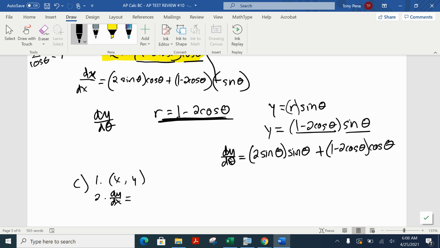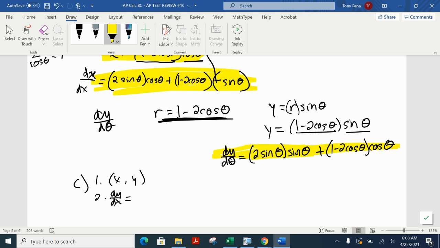For our slope, isn't it dy d theta divided by dx d theta? Don't we already have those, right? If you look up at letter B, we've already found dy d theta and dx d theta. Now we haven't evaluated it yet at a particular angle, which is what we're going to need to do. But don't we have those expressions? So this is dy d theta right here, and this is the dx d theta right there.